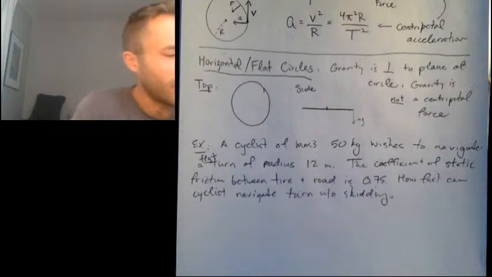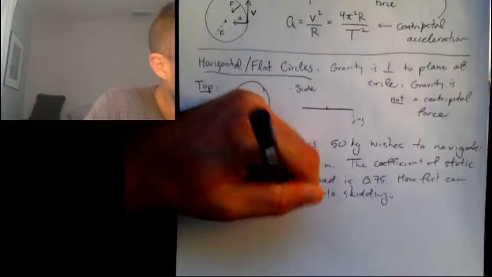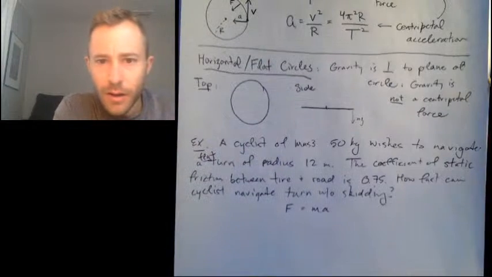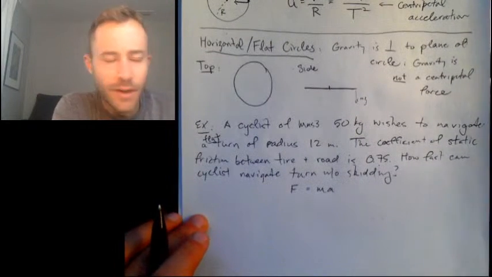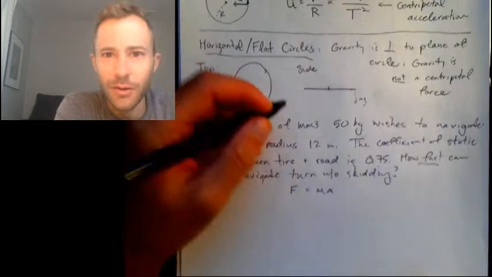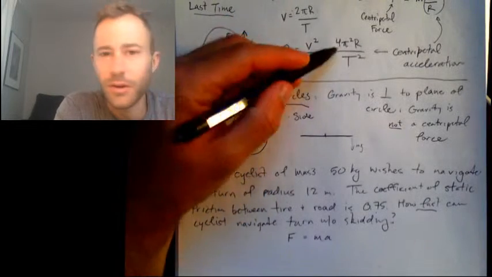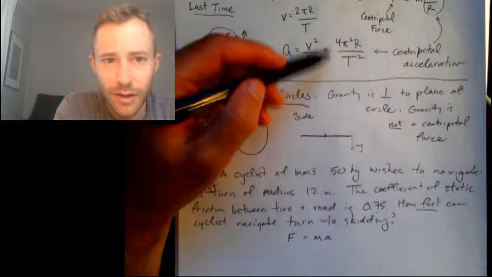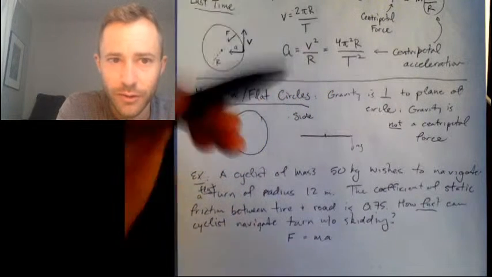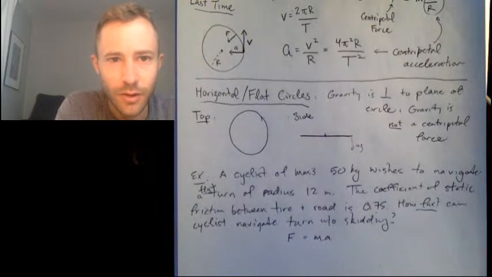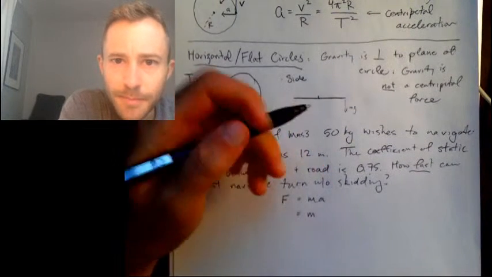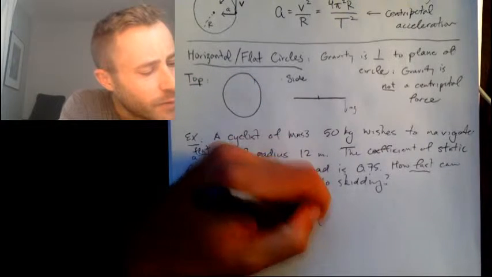So we're going to start out with Newton's second law, F equals ma. And I want to know how fast. So for the acceleration, I'm not going to use the 4 pi squared r over period squared because that doesn't have speed in it. Okay, so instead I'm going to use the v squared over r because I'm trying to solve for speed. Okay. So I have v squared over r.